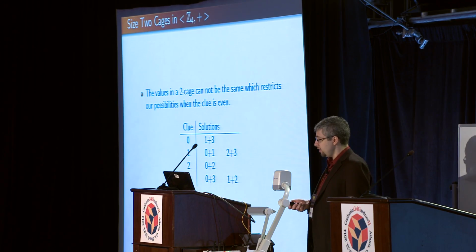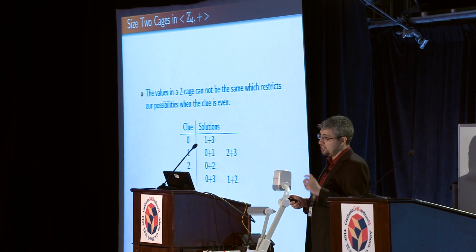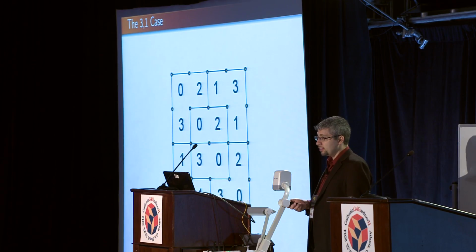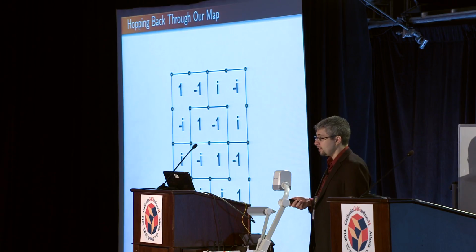And there's another trick you can use, because in the two cages, the entries are next to each other, and we have a Latin square condition, so we can't have the same entry twice. Whenever a clue is even, it restricts the possibilities for the two entries in some order. So using these two things, working over Z4 and using that fact, you can get to a solution fairly quickly and then map that back over to the complex numbers.